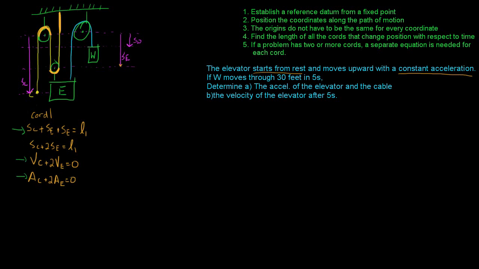So for cord 2, we have a cord 2 here. We're going to do the same, trace the cord and find a total length. So if we start at one side, let's start right here, and we trace it up, we have a length of S_W. When we go over our pulley, we ignore this, and we ignore this length of rope under this S_E. So we have an S_W, ignore, and this length of rope is S_E. So S_W plus S_E is equal to L_2.